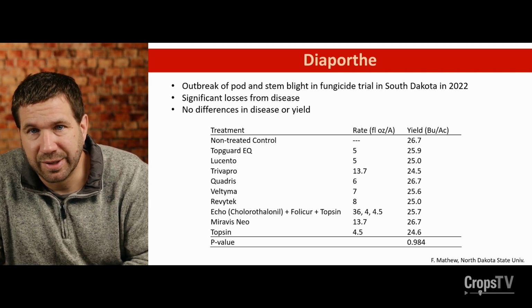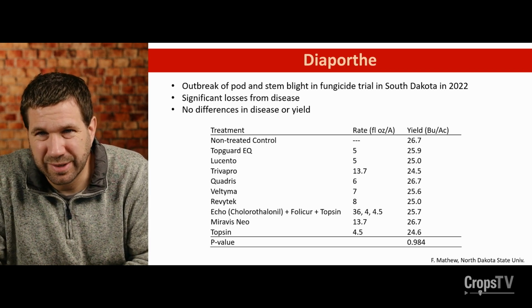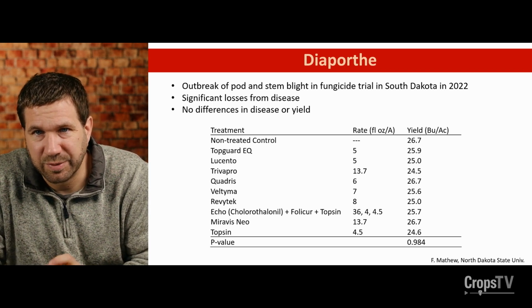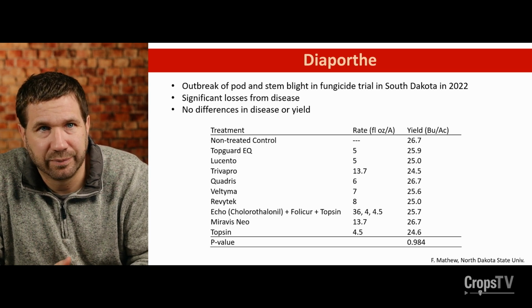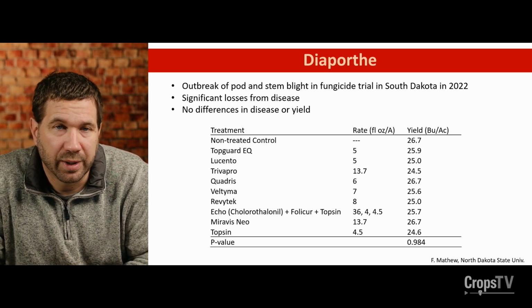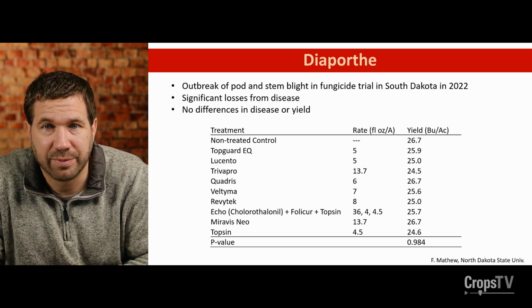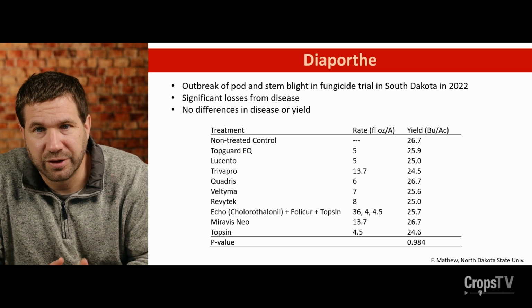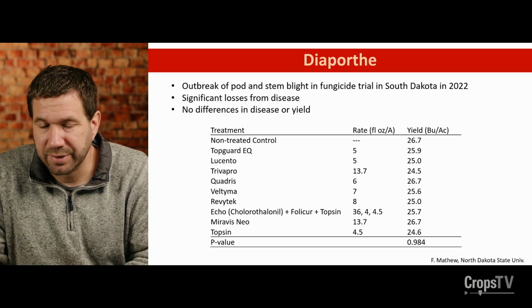I would say this is not a surprise. When you look at some of our data, we didn't look very specifically at pod and stem blight, but we had a study probably about 10 years ago now where we looked at late season stem diseases, and the foliar fungicides in that study did not affect late season stem diseases either.